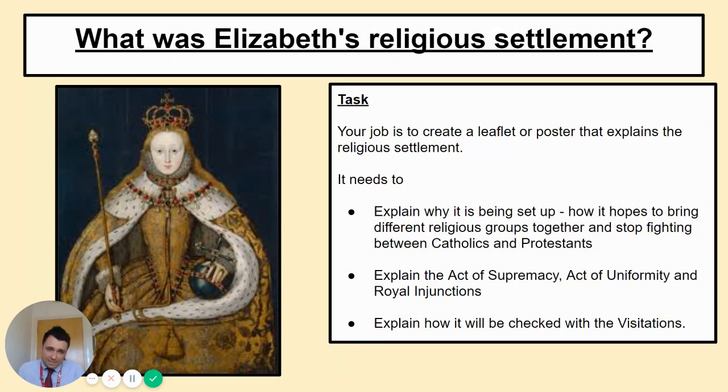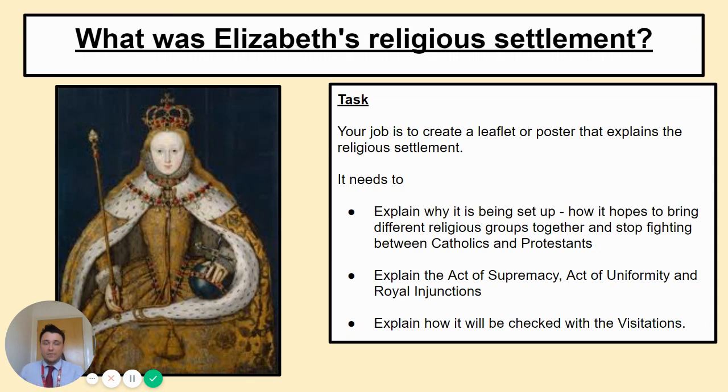So let's go back to this task then. Your job is to create a leaflet or poster that explains what the religious settlement was. Again, it needs to explain why it's being set up, how you're hoping to bring together the different religious groups, how you're hoping to unite the Catholics and the Protestants and stop the constant fighting. You need to explain the Act of Supremacy, the Act of Uniformity, and the Royal Injunctions. And I'm hoping they make a bit more sense to you now than they did at the start of the lesson.